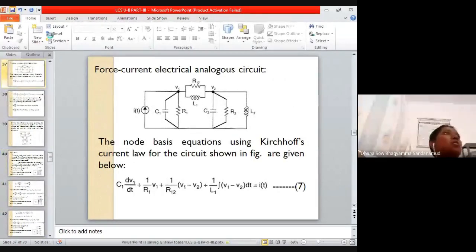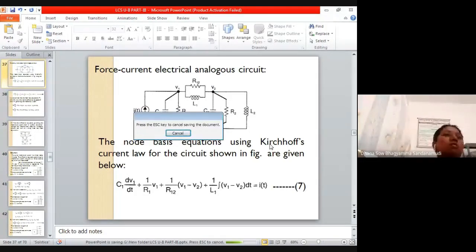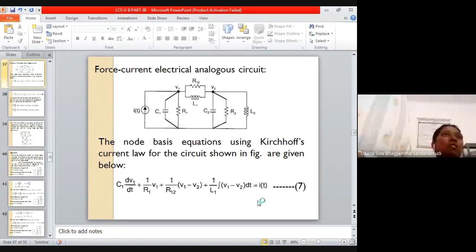Force current analogy. This is our circuit. Now you can apply nodal equations, Kirchhoff's current law, and you can determine the nodal equations here. Consider node 1. At node 1, entering currents are equal to the leaving currents. The entering current is i(t), leaving currents are C1 dV1/dt, V1/R1. Next, V1 minus V2 by R12, and 1 by L integral of V1 minus V2 dt. This is equation number 7.